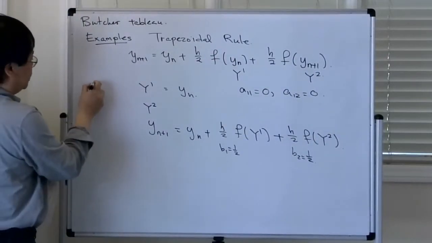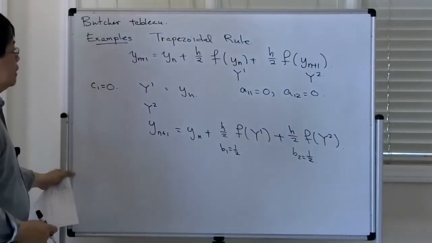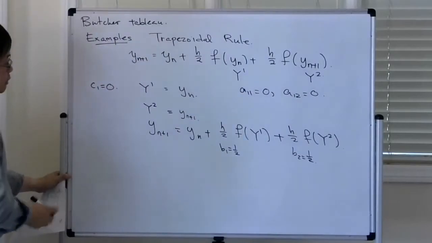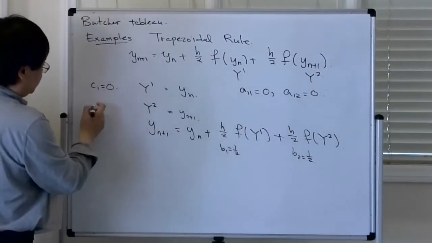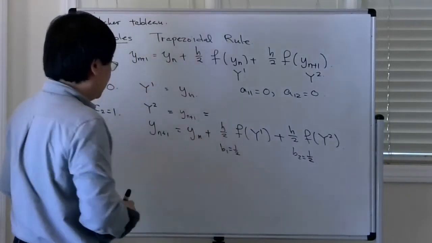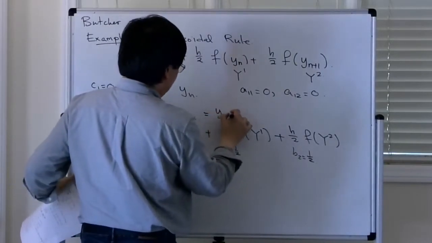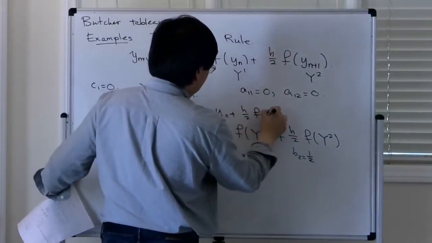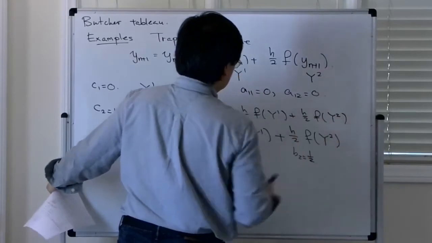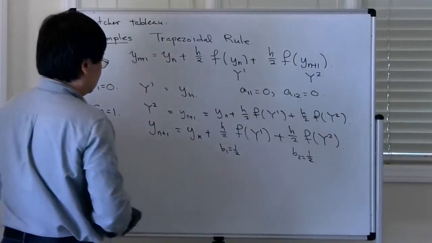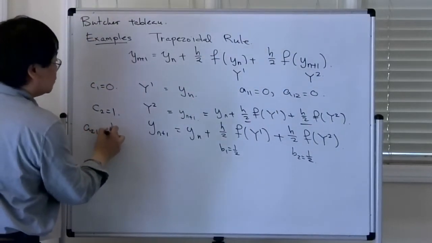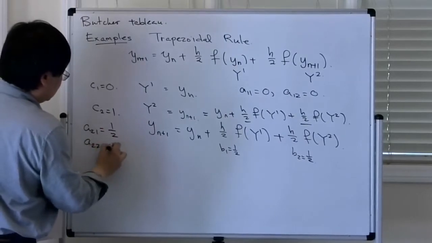And you can also conclude that c1 is equal to 0 here. And y2 is yn plus 1. Okay, so this is associated with the final time, so this means that c2 is equal to 1. But let's write down what yn plus 1 is. So yn plus 1 is again yn plus h over 2 f evaluated at y1 plus h over 2 f evaluated at y2. So these tell you that a21 is equal to 1/2 and a22 is equal to 1/2.